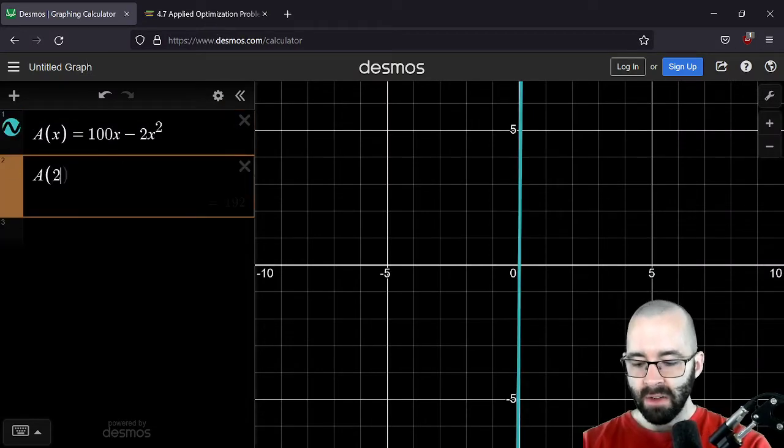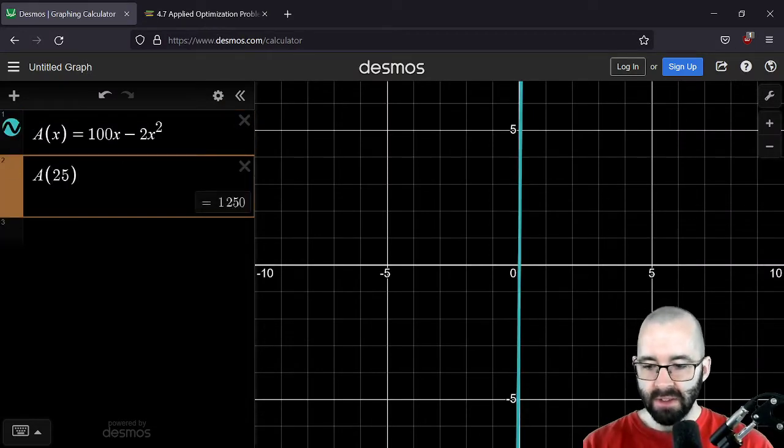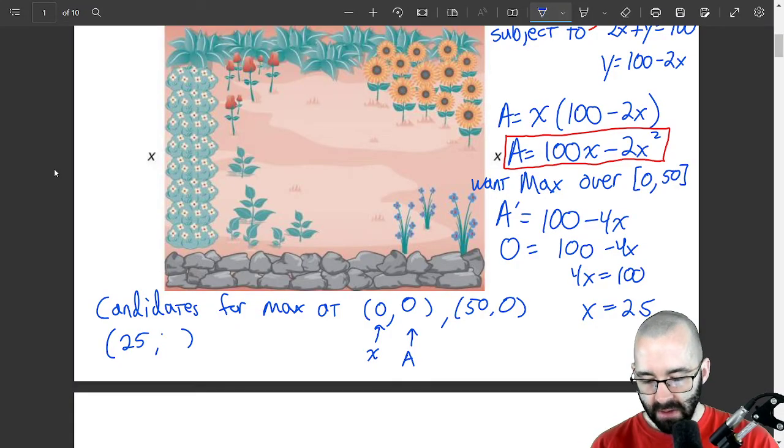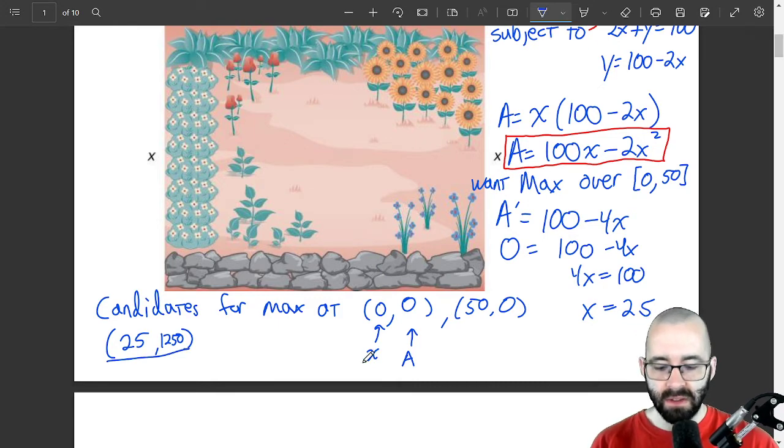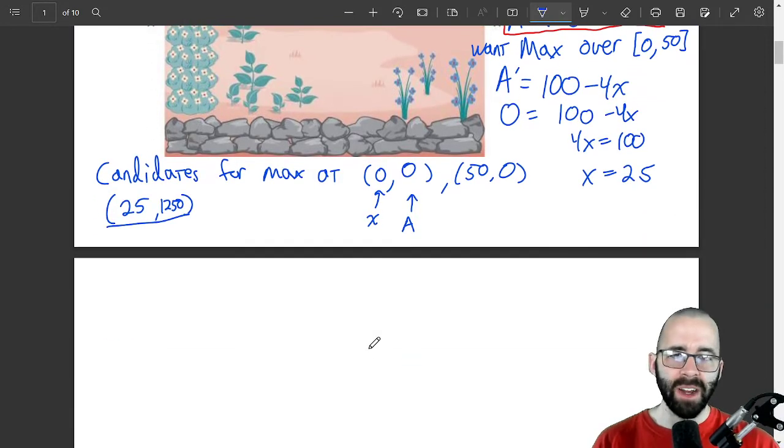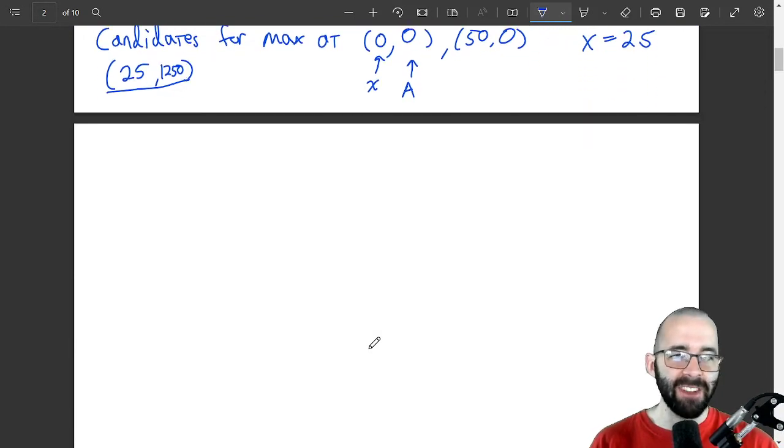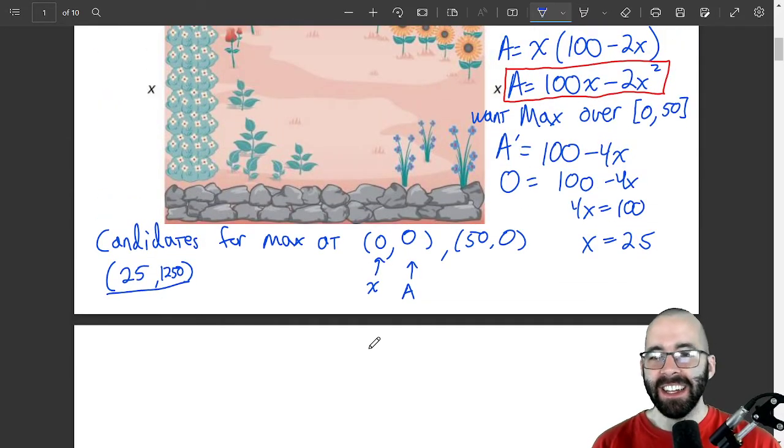And what is the area when x is 25? And the answer is 1250. So this is going to be where the maximum occurs. So let's go back to the original problem. I have more room. I don't know why I'm trying to fit this in on this page. I gave myself more room. This is where the absolute maximum is going to be.